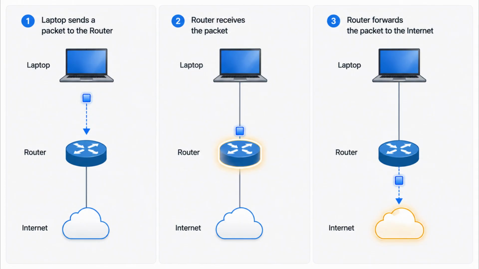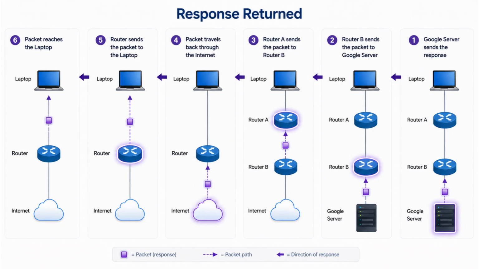How does a router work? Let's take a real world example. Suppose you open your web browser and visit google.com. Your laptop creates packets and sends them to the router. The router checks the destination IP address. It sees that Google is not inside your local network. So the router forwards the packets towards the internet. Those packets travel through multiple routers across different networks until they reach Google servers. Google then sends a response back through the internet and the router delivers that response to your laptop. This entire process happens in just a few milliseconds.